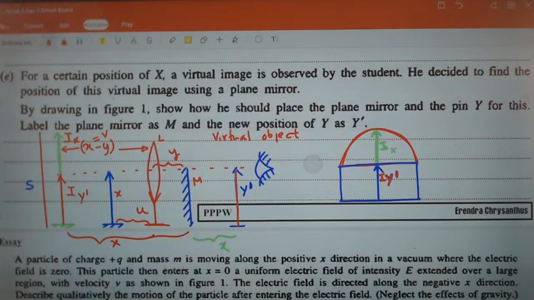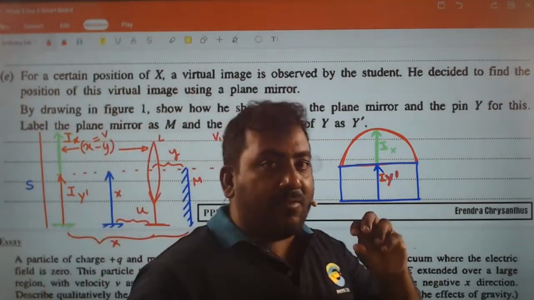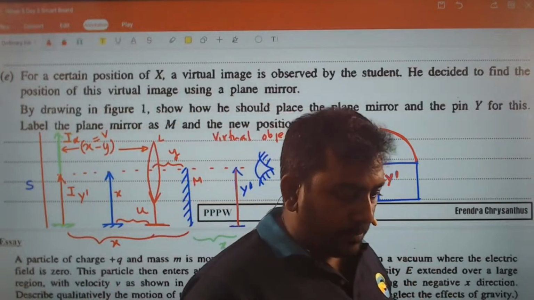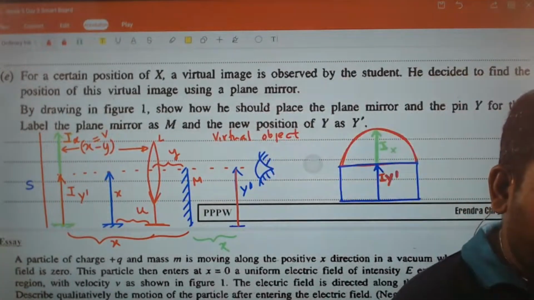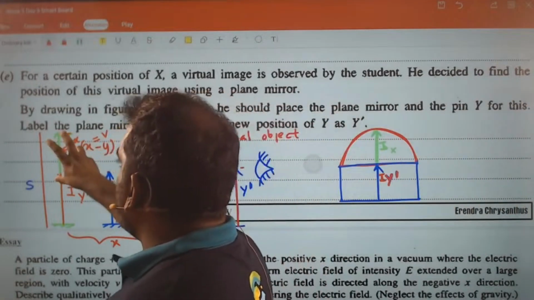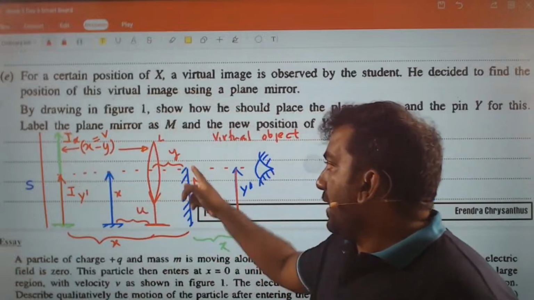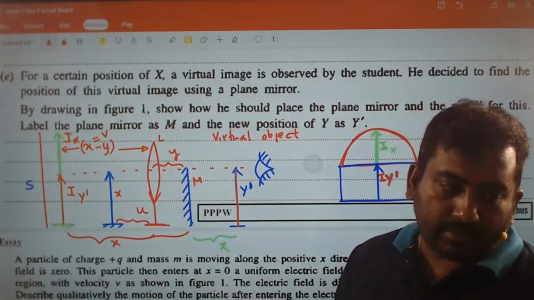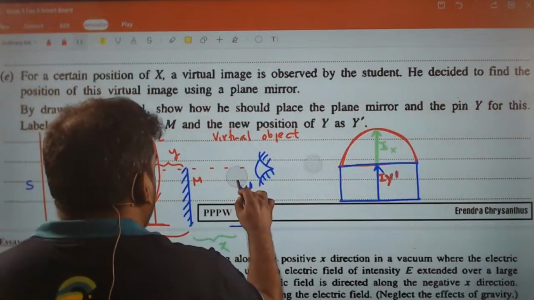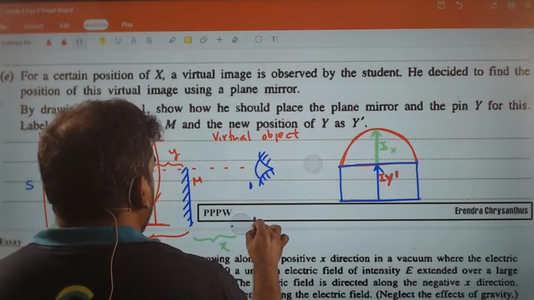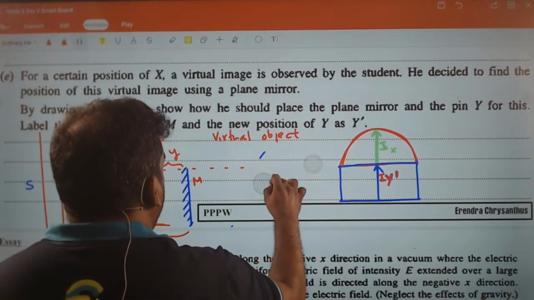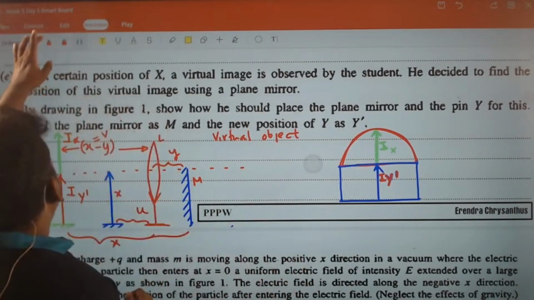Whenever we find a virtual image using the no parallax method, we use a plane mirror. So if you are drawing it with symmetry, these values will keep the object, these values will keep the pin.